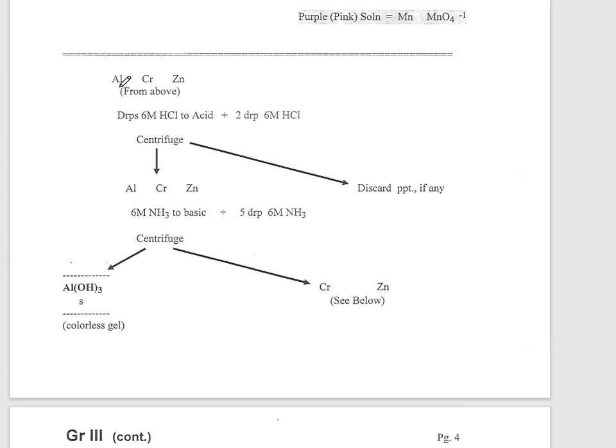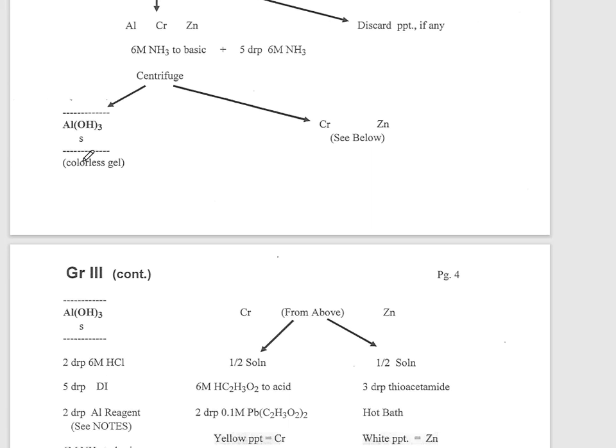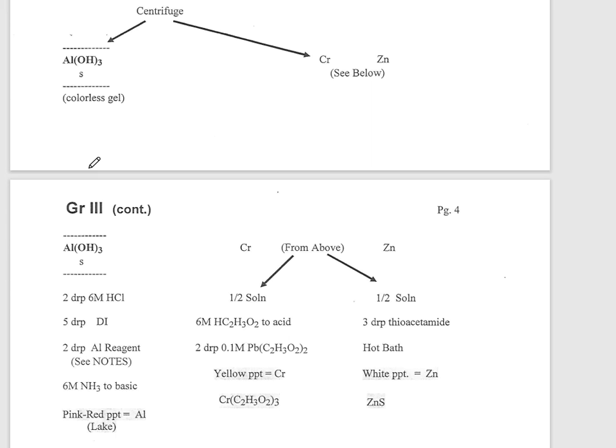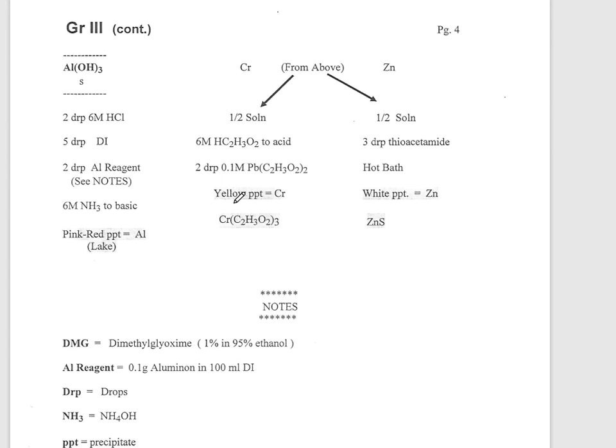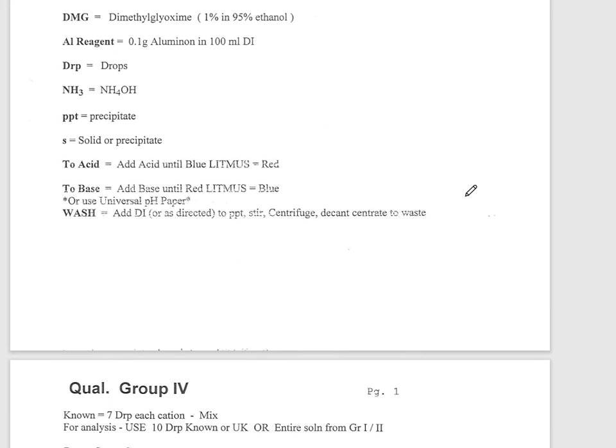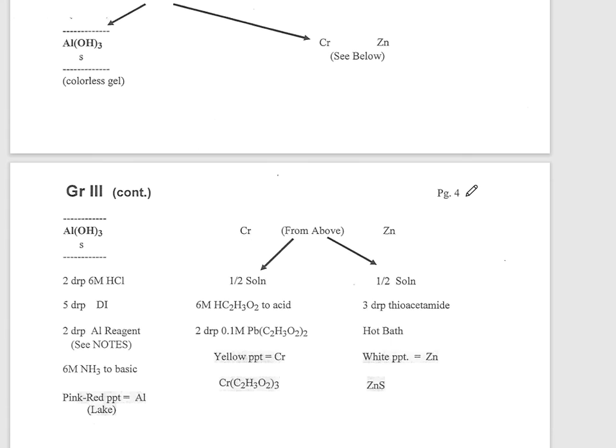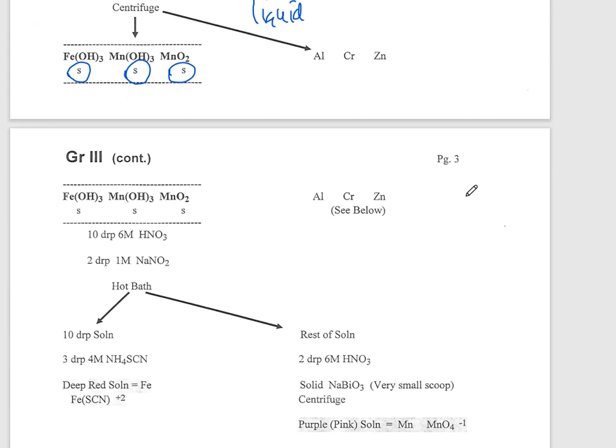Then I separate the aluminum and the chromium and the zinc from each other. All right, well, a colorless gel would be positive for aluminum. And then I need to separate chromium and zinc. And it looks like a yellow precipitate would be chromium, and a white precipitate would be zinc. All of these colors are going to be all wrapped up in the qualitative analysis scheme.